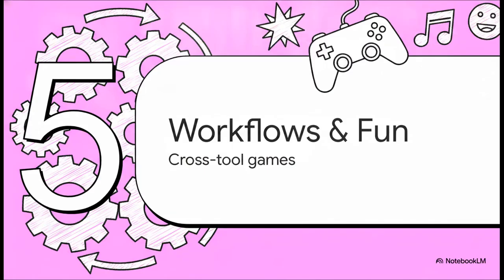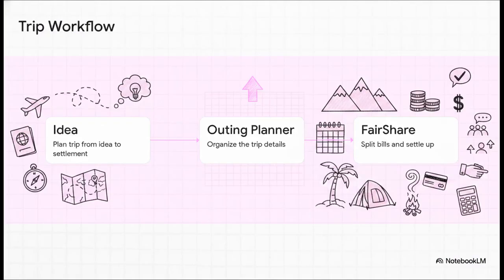And finally, section 5, cross-tool workflows and fun. You can actually map out a complete end-to-end workflow using just this platform. Say you're planning a weekend getaway. You start with the outing planner tool to lock in the initial idea and itinerary. You go on the trip, have a blast, and then wrap things up with a fair share tool to handle all the final expense settlements. It's this really cohesive ecosystem where you don't have to bounce between 5 different websites.